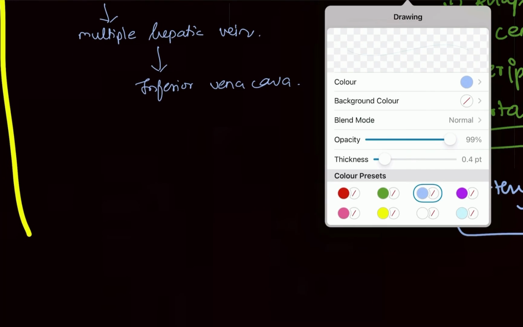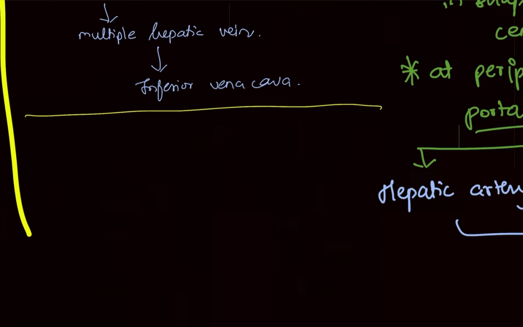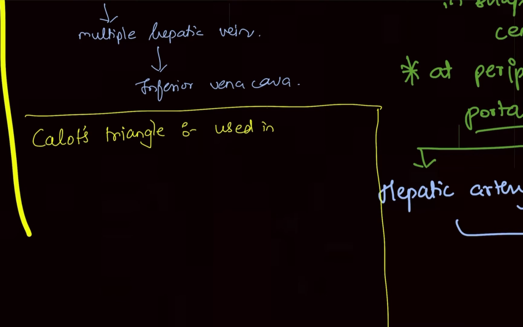Okay, now one more thing about this liver is Calot's triangle. First of all, let's know what its use is. This Calot's triangle is used in laparoscopic cholecystectomy. It is an operation of the gallbladder. Cholecystectomy is removal of the gallbladder.